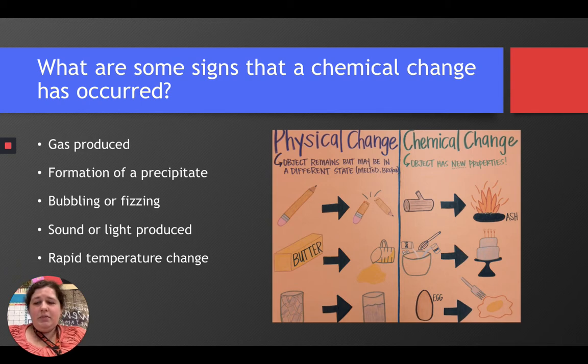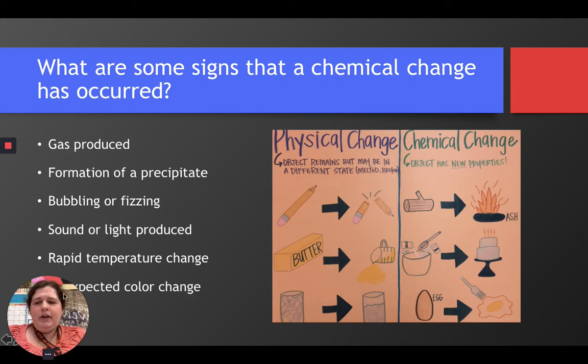Now, I'm not talking about if you put a beaker on a hot plate and it starts boiling. That is expected. This is something that is totally unexpected. It shouldn't happen, but it does. That's a chemical change.